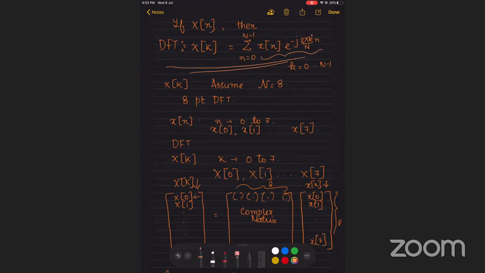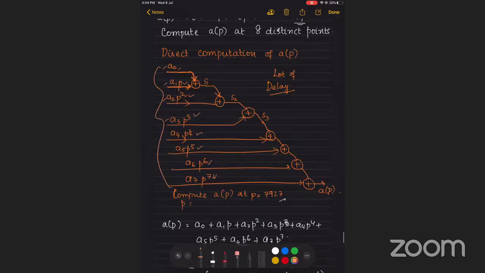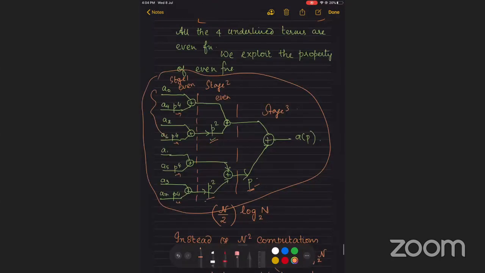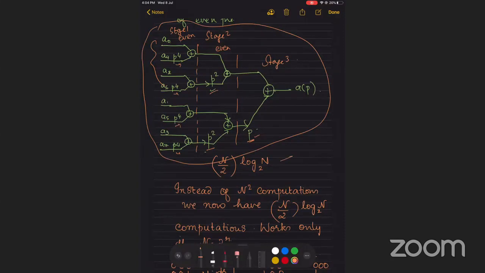Is that clear? So you get x of 0 p power 0, x of 1 p power 1, x of 2 p power 2, x of 3 p power 3, where p is equal to e power minus j 2 pi k by n. Then we will basically get this to be p power n. So it also becomes a polynomial. Now, whatever we have done with this polynomial is what we are going to do there. And that will lead to a reduction in computational complexity from n squared to n by 2 log n.